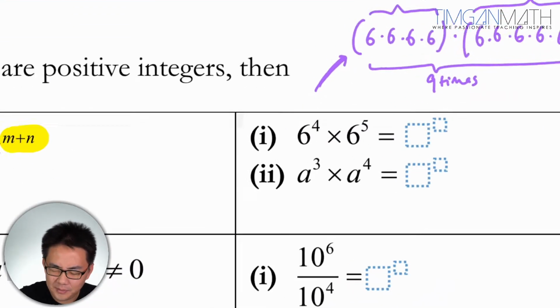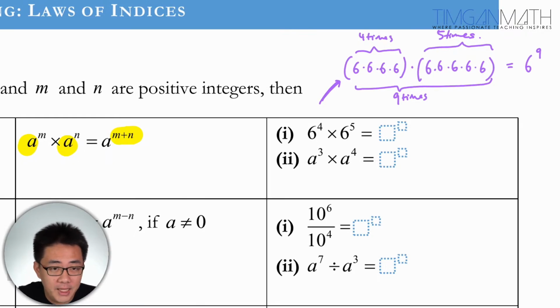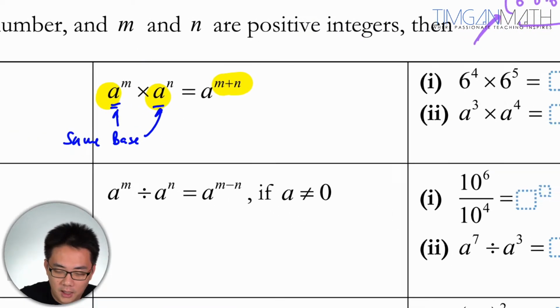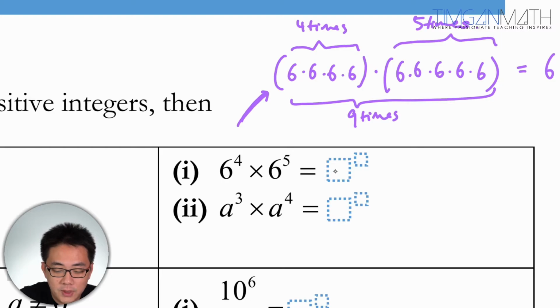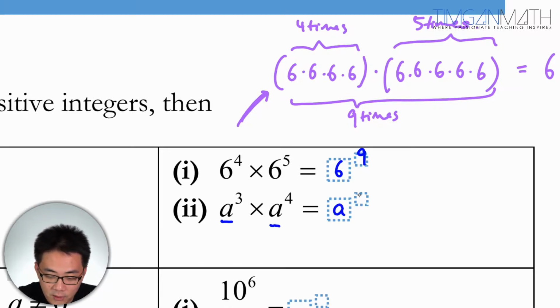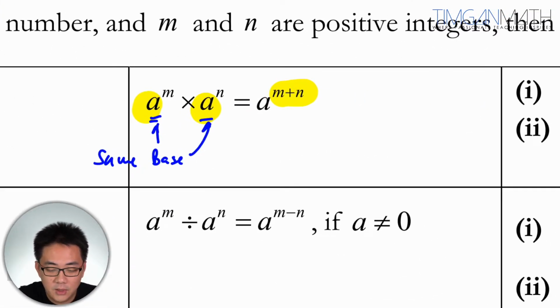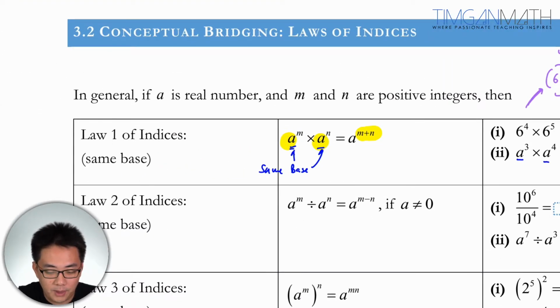So to put it simply, the base must be the same. Same base, very, very important. Sometimes students get confused. So this will be 6, 4 plus 5, which is 9. Similarly, this is base of a and a. You have got a, 3 plus 4, which is 7. So that's how you do it. So the first law is when you have the same base, you just add the power when being multiplied.